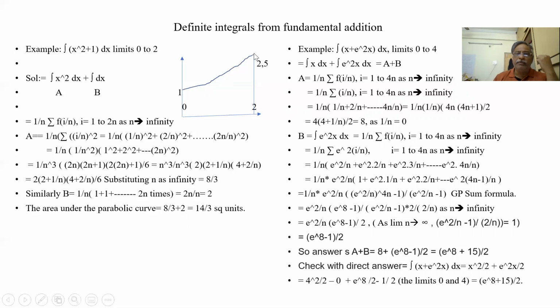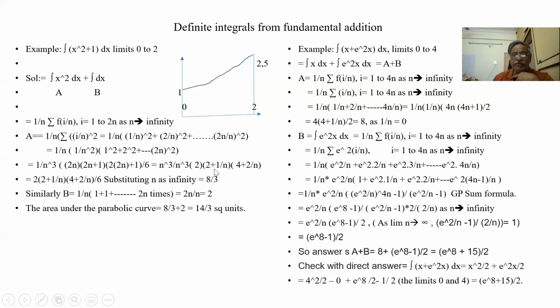So each y I am adding. If I take out n square outside, it is 1 square plus 2 square up to 2n square. This we know, n into n plus 1 into 2n plus 1 by 6. So here it is 2n terms, so 2n into 2n plus 1 into 2 into 2n plus 1 by 6, times 1 by n cubed. If I take out n cubed outside, this becomes 2 into 2 plus 1 by n into 4 plus 2 by n. So now we substitute n is infinity.